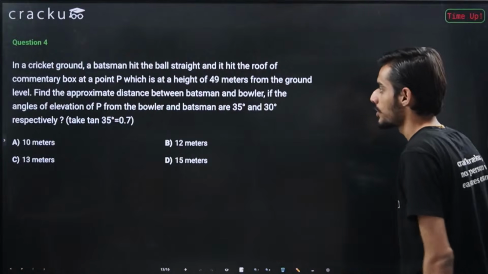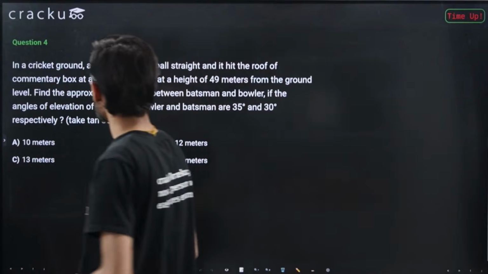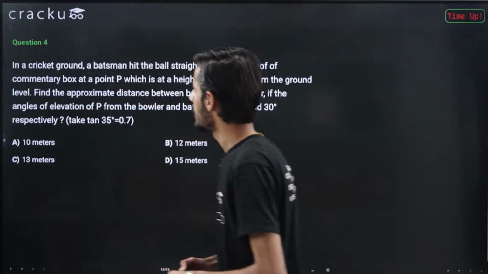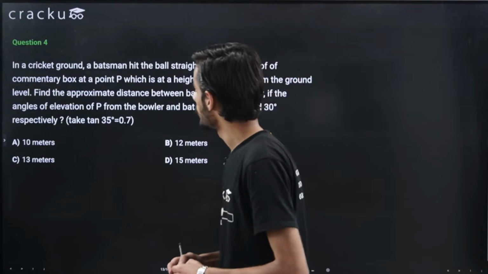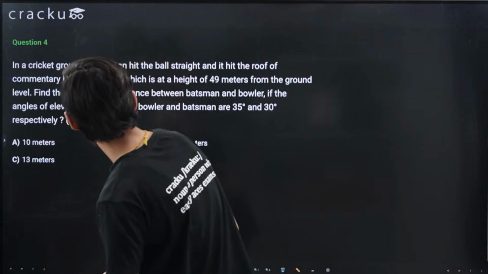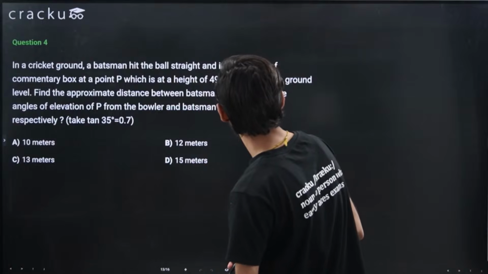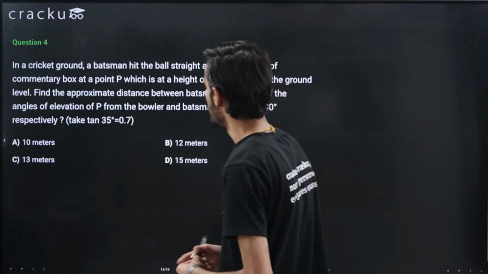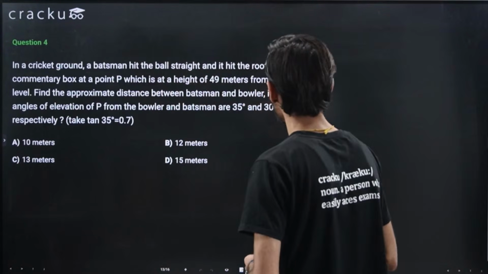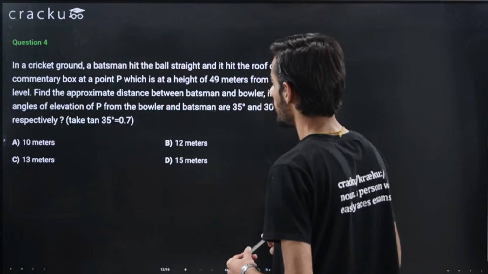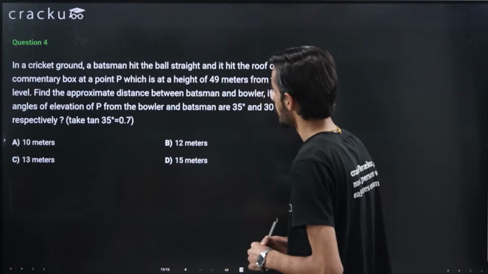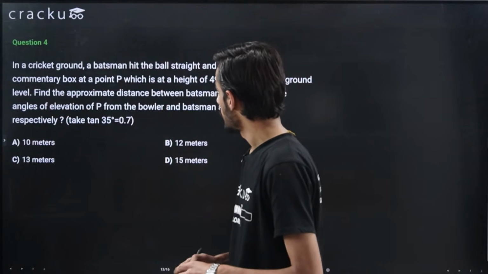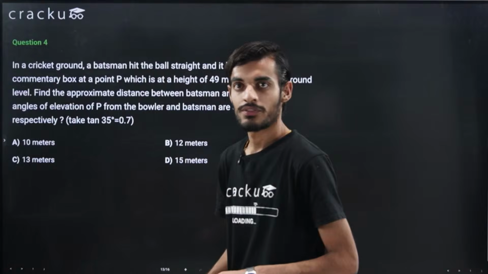Let's attempt this question. So in this question, we are told that in a cricket ground, a batsman hit a ball straight and it hit the roof of the commentary box at a point P, which is at a height of 49 meters from the ground level. Find the approximate distance between the batsman and the bowler if the angle of elevation of P from the bowler and batsman are 35 degrees and 30 degrees respectively. Take tan 35 degrees as 0.7 value.